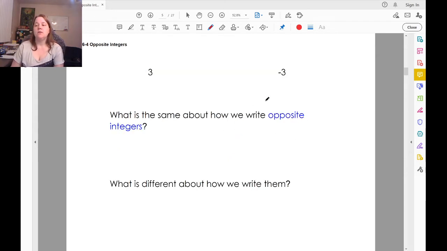So, what's the same about how we write opposite integers? Well, they both have the same digit on them. They both have the number 3, even though these are both opposites. What's different about how we write them is that -3 has a negative sign, +3 either has nothing or a positive sign, which looks like that.